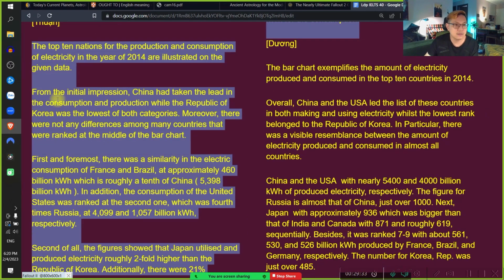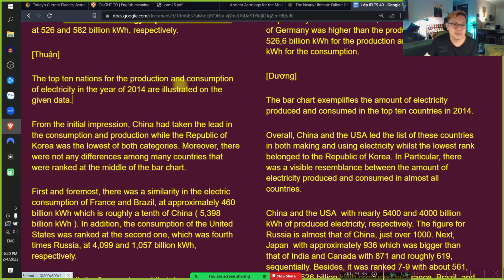This is the third essay. The top 10 nations for the production and consumption of electricity in a year. Okay, because you use the top 10 nations as the main noun here in plural, so that's why it's illustrated. Tại vì mình dùng cái top 10 nations như là cái danh từ chính trong nguyên một cái đống này luôn, cho nên nó chia động từ là phải are, tại vì nó chia theo cái chữ nations, số nhiều. Are illustrated on a given data.